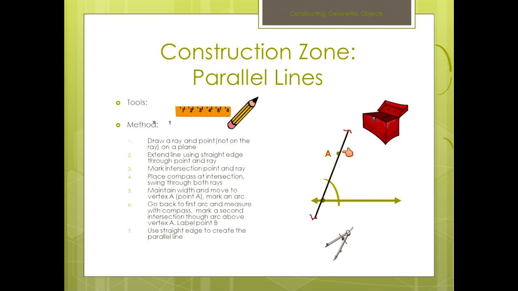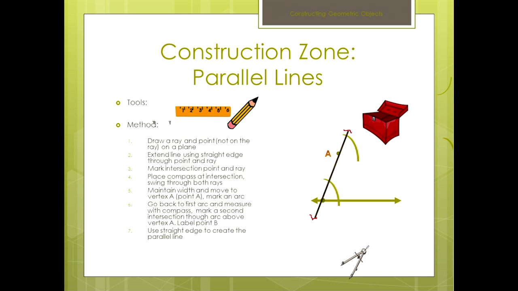So we're going to make sure your compass stays at the same width. So hopefully you have already locked it. You're going to move this to vertex A. And we're going to make an arc there at vertex A. And it has to be that same width. So I'm going to grab that and put that arc right there through A. So that brings you down to step 6.